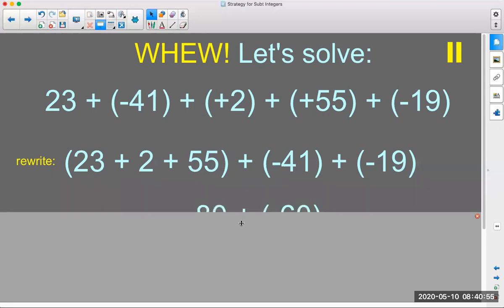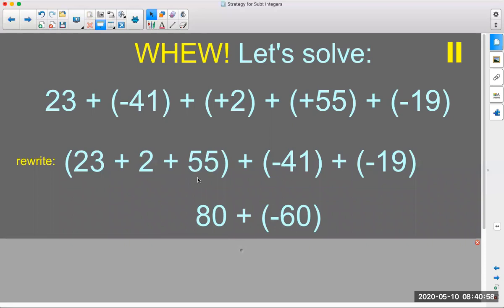So once I do that, I get 80 from the positive values. And then from the negative values, I get negative 60. Oh boy. Okay, so we got one positive and one negative. Rule lady, the rule is when you have one of each kind or when the signs are different, you subtract the values, and the one with the greater distance from zero is the sign that you use. Well, thank you. So we subtract, we do 80 minus 60, and I get 20.